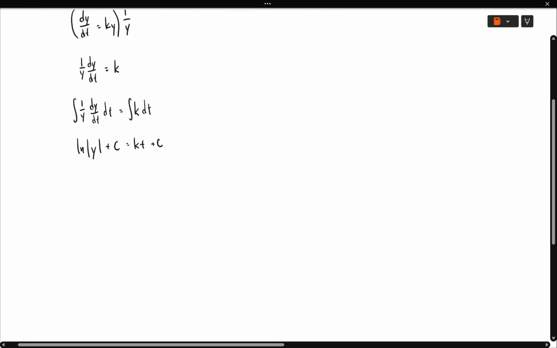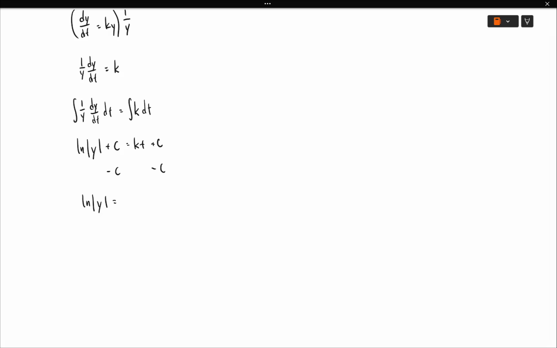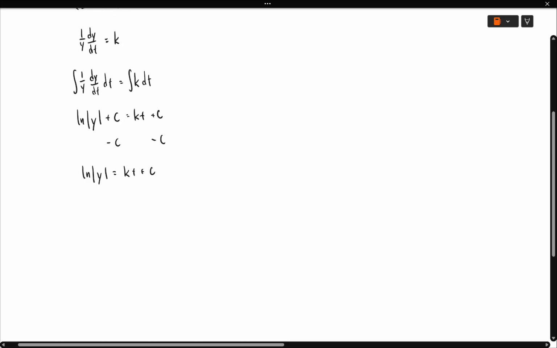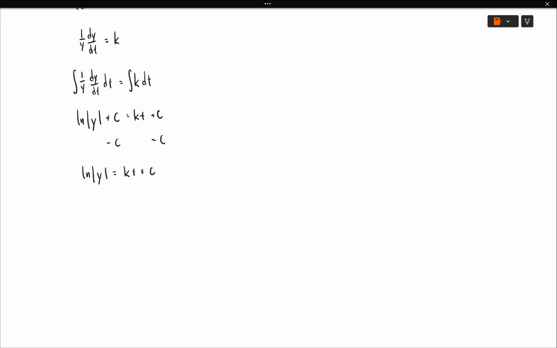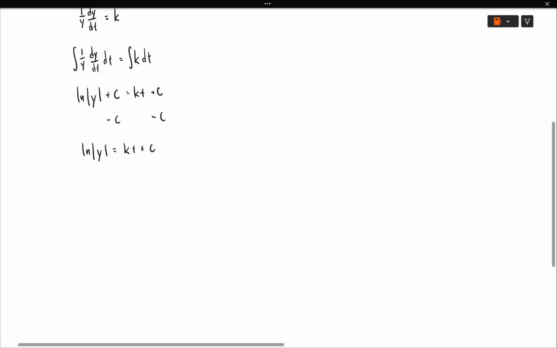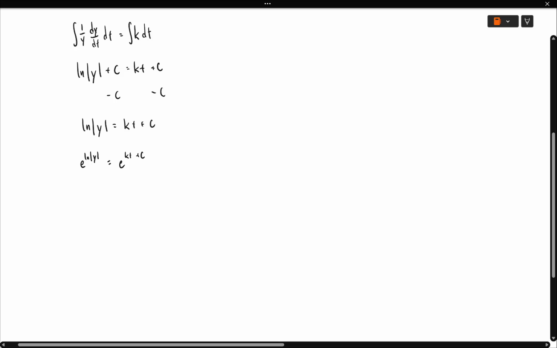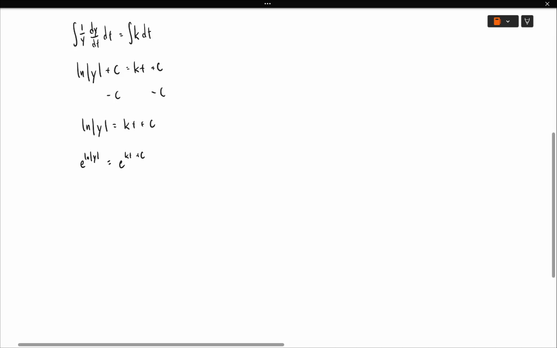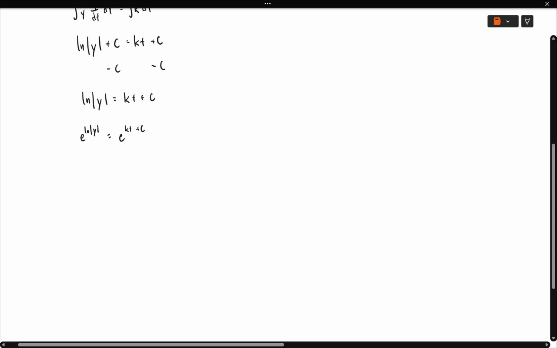And so we want just the y on the left side, so we're going to subtract our c and our c. We're going to get natural log of y equals kt plus c still. That's because c is an arbitrary constant, so when we subtract an arbitrary constant from an arbitrary constant, we still end up with an arbitrary constant. So then, to get rid of the natural log around the y, we raise both sides by e. So it becomes e to the ln of the absolute value of y equals e to the kt plus c. And so when we have e to the ln of something, the e to the ln cancels out, and we just have the something inside the natural log as what it's equal to.